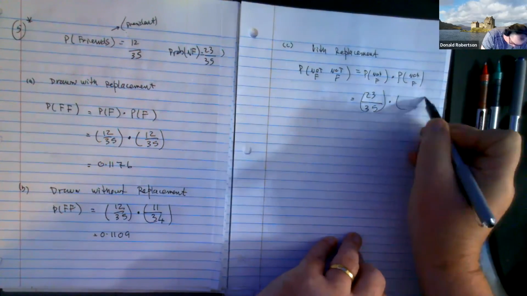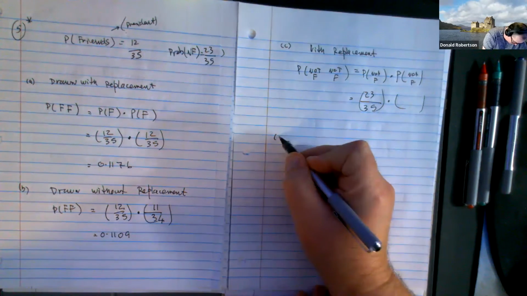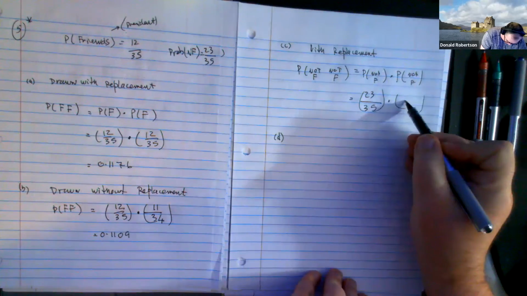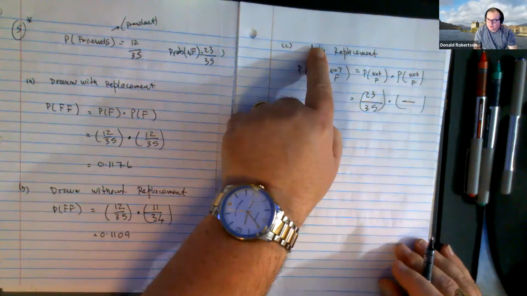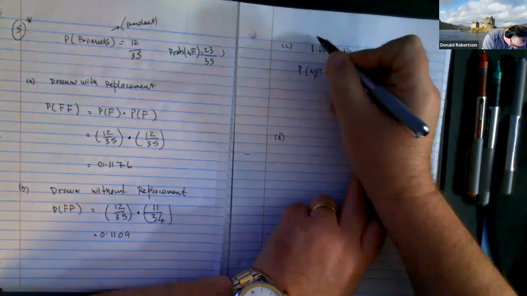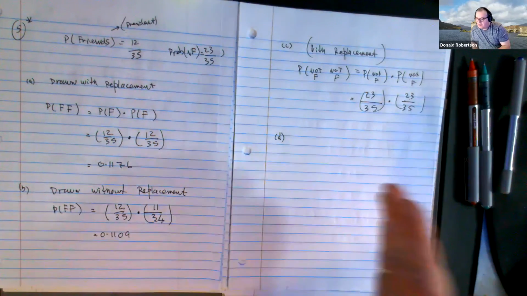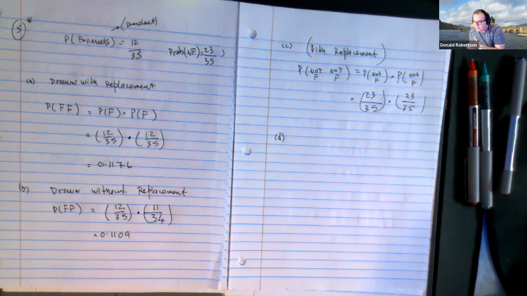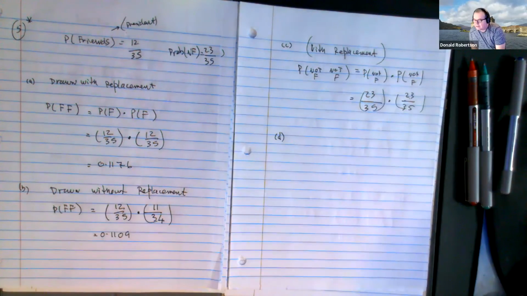Since it's with replacement, what's the probability that the second person is not a friend as well? What's this fraction? 22 out of 35 again? Yeah. When you see with replacement, the probabilities don't change, right? It's the same thing each time. So if you wanted to pick three people, it would be this guy times this guy times this guy again.